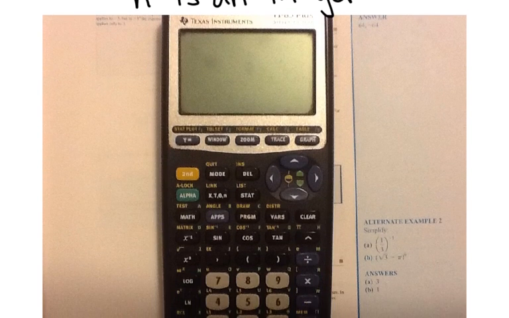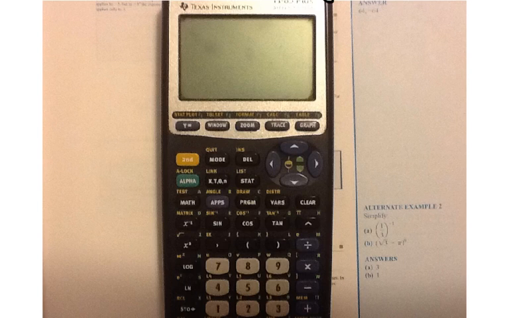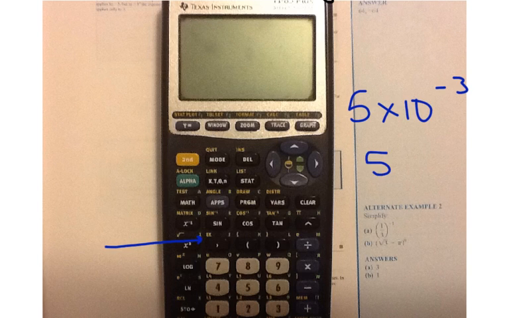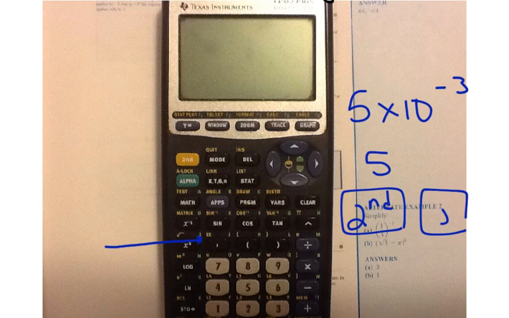On the graphing calculator, this is an old calculator, but most of the faces of your calculator should be about the same. The scientific notation key is this EE here. It's the second function above the comma. So if you want to type in 5 times 10 to the negative 3rd power, you would start by typing in 5, and then you would hit second comma, and then a little E would pop up next to it. The only other thing you need to type in then is negative 3.